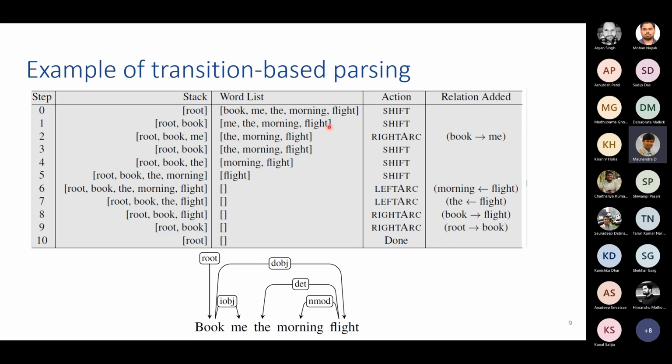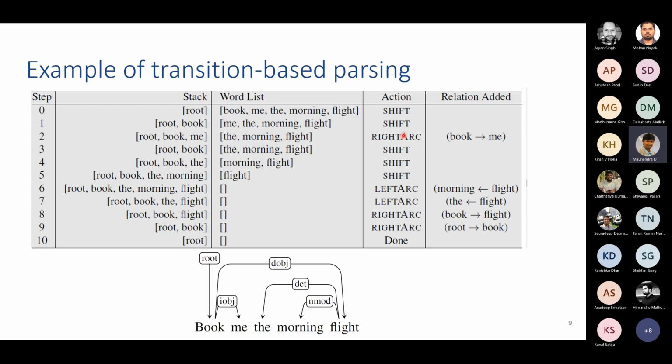Now, again, based on this stack and this word list, the next action recommended by the oracle is shift. So we'll do the same thing. Me will go to the stack and will be removed from the word list. Now, given the stack and the word list, the next action is right arc. So that's what the oracle has suggested.